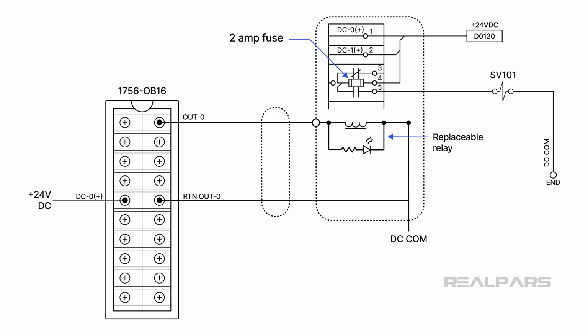Digging into the documentation, we identify a sourcing-type digital output module connected via a field cable to a 16-point relay interface module. One of the relays on this module ultimately controls the solenoid valve SV101. Each relay channel has its own 2-amp fuse and replaceable relay.